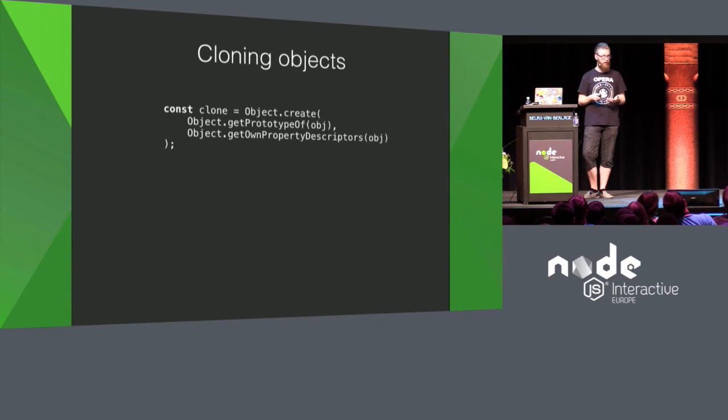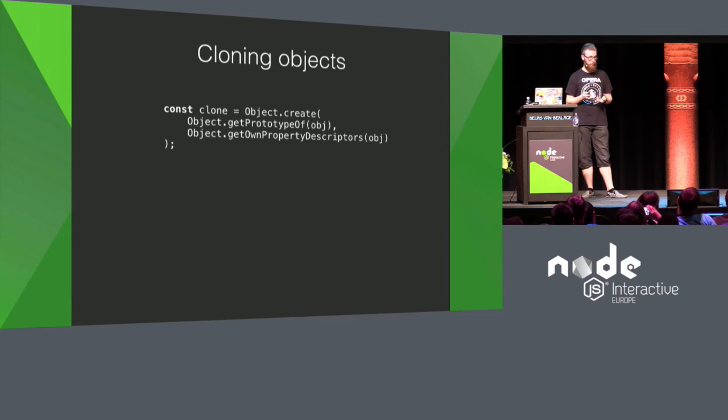Another use case is cloning objects. You can do this with Object.create. You had to use getPrototypeOf and getOwnPropertyDescriptors, and you will have a clone of the object you wanted to duplicate.